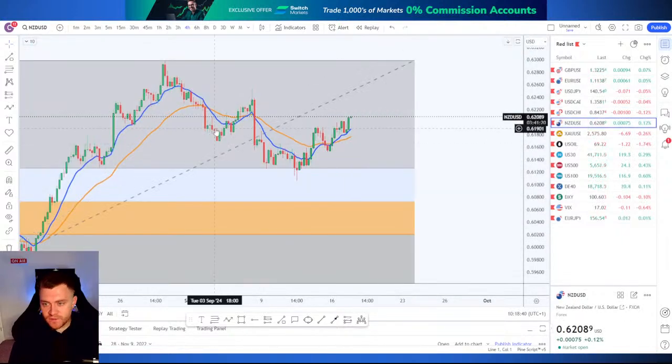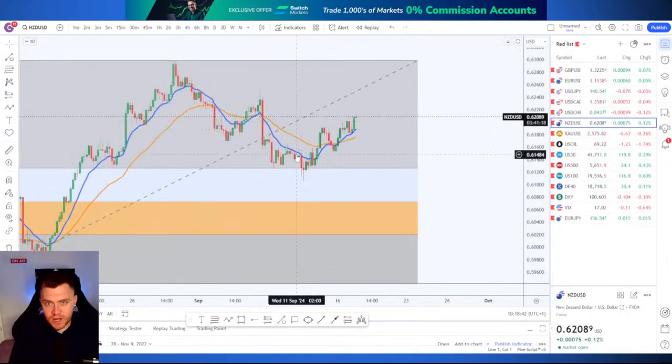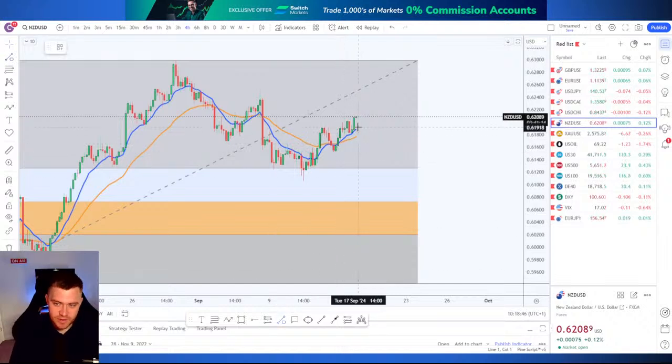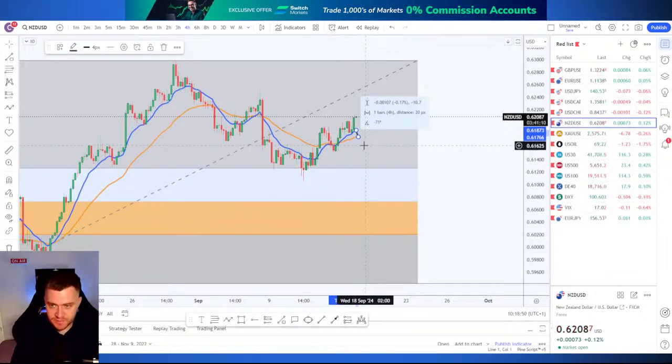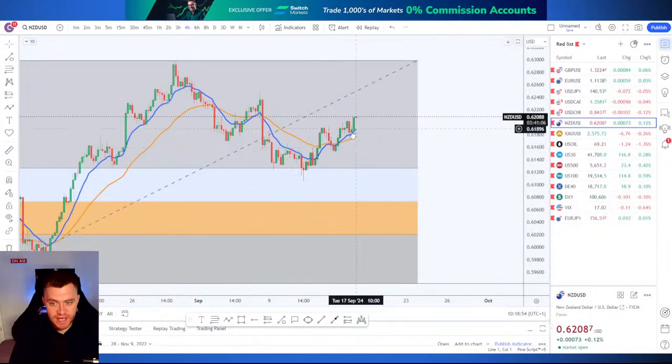The New Zealand dollar versus the US dollar again. We've got a bullish crossover, but we haven't had a 30 pip gap just yet. Sort of a 10 pip gap. So we need to be patient again and just wait for that 30 pip gap to form. And then we can look to go long on New Zealand dollar versus the US dollar as well.